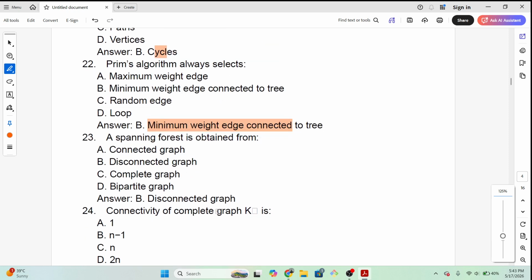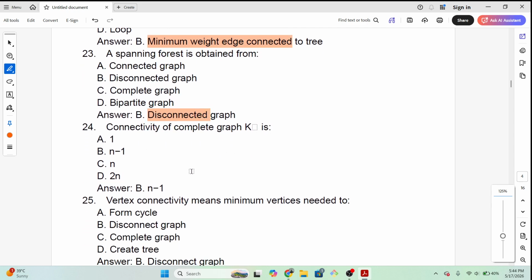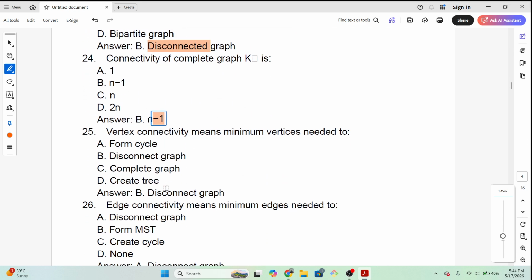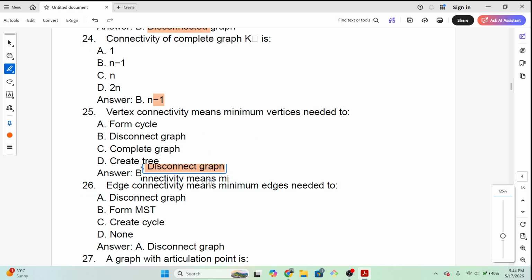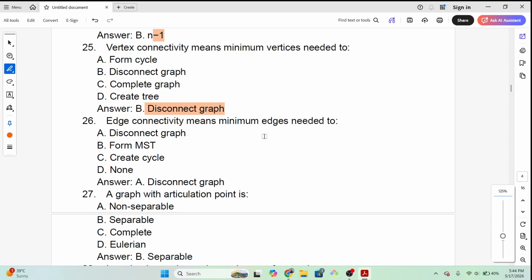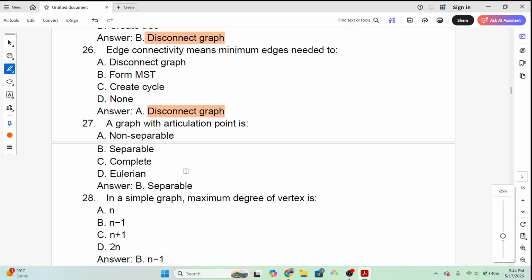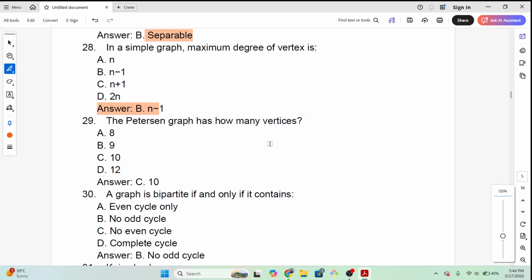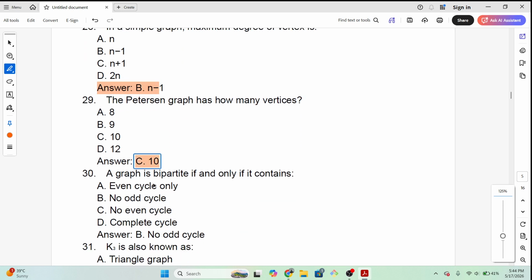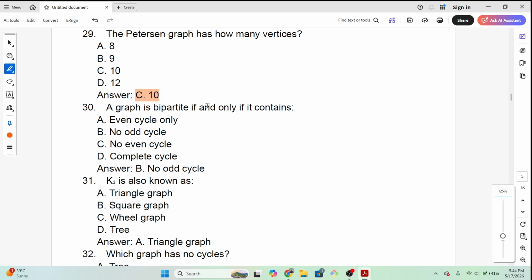A spanning tree is obtained from a connected graph. Connectivity of a complete graph Kn is n minus 1. Vertex connectivity means the minimum number of vertices needed to disconnect the graph. Edge connectivity means the minimum number of edges needed to disconnect the graph. A graph with an articulation point is separable. In a simple graph, the maximum degree of a vertex is n minus 1. The Petersen graph has how many vertices? 10.